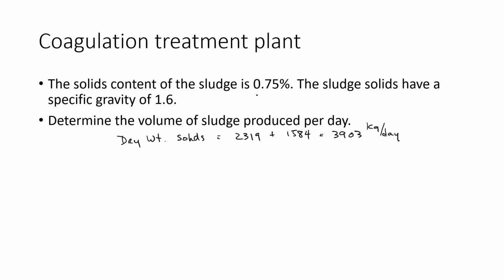You're told that the sludge content is 0.75%, and the sludge solids have a specific gravity of 1.6. So that's of the solid itself. We need the specific gravity of the sludge in order to calculate the volume.